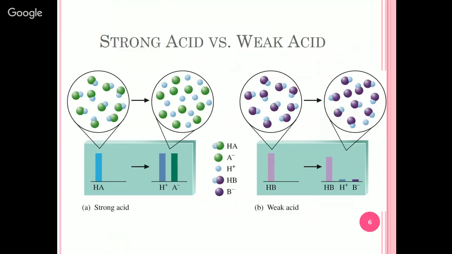So here's a picture showing the difference between strong acids versus weak acids. Here we have a strong acid. We start off with a certain concentration of HA. It has completely dissociated into H pluses and A minuses. So whatever your concentration is here that you start with, you end up with the same concentration of protons and conjugate base. However, if we have a weak acid, HB, it only dissociates to a very small extent. So notice here we have most of our HB left over, only producing very small amounts of our proton and our conjugate base.